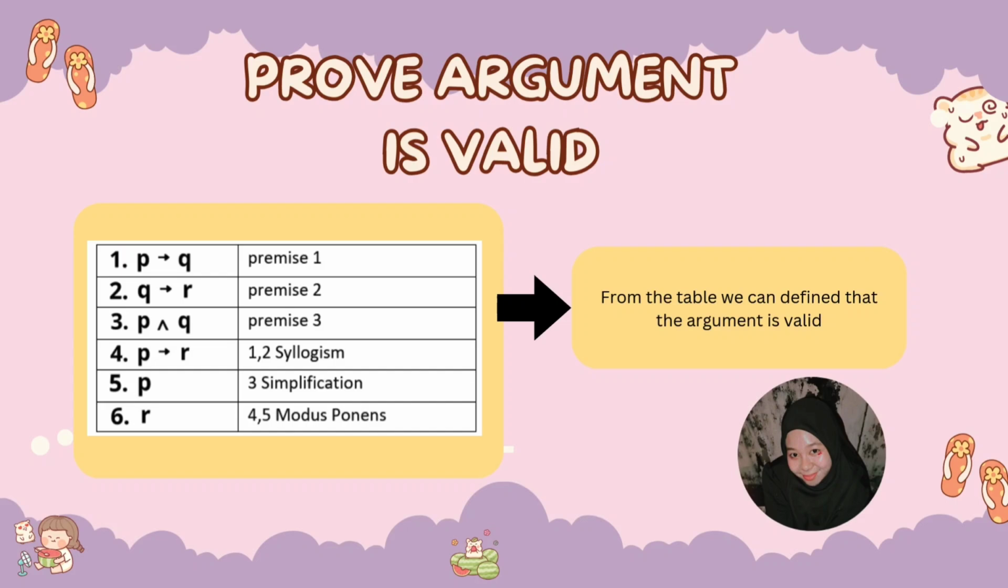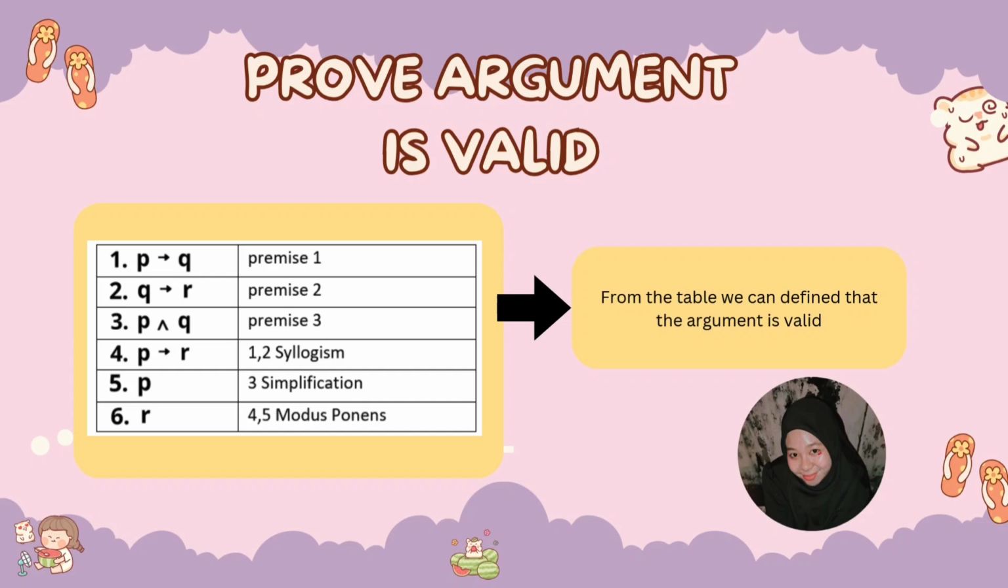Number 1. P implies Q as premise 1. Number 2. Q implies R as premise 2. Number 3. P and Q as premise 3. From these premises, we begin to draw a logical conclusion. Let's follow the steps in the table.